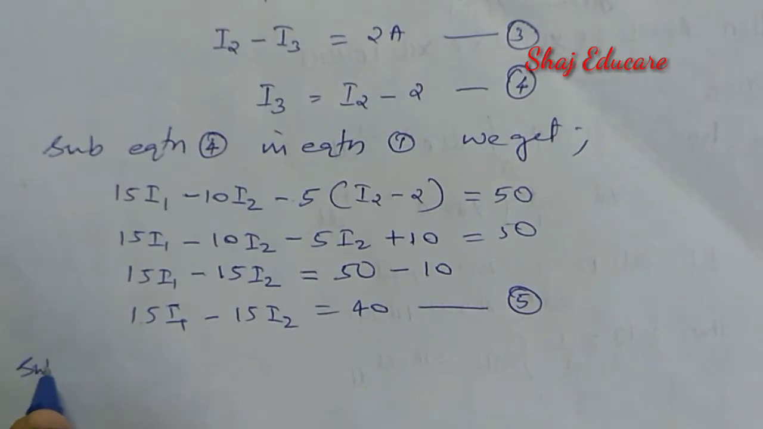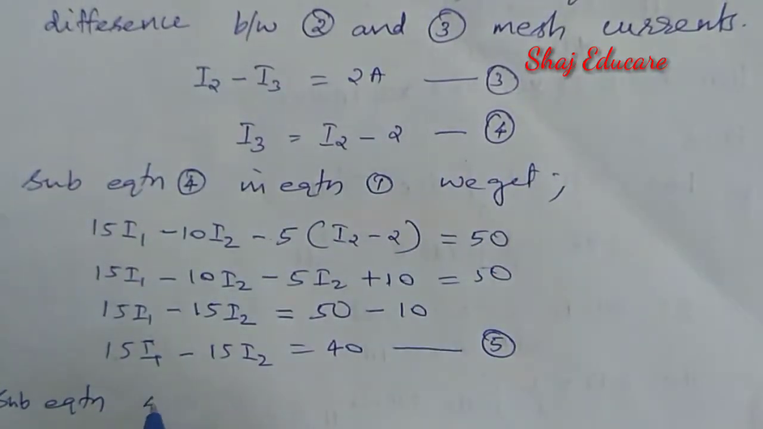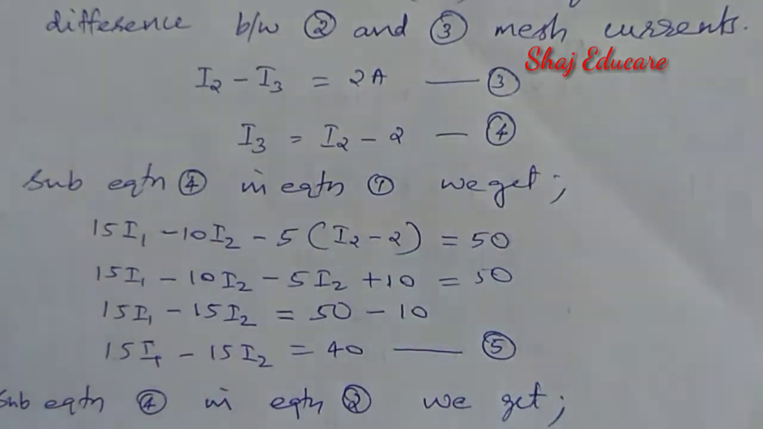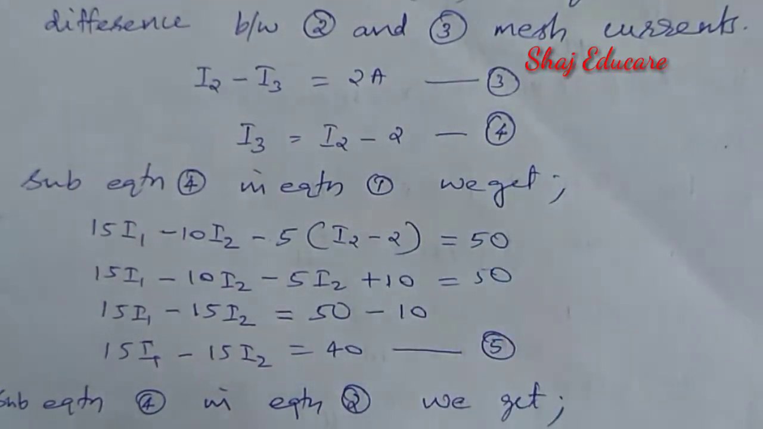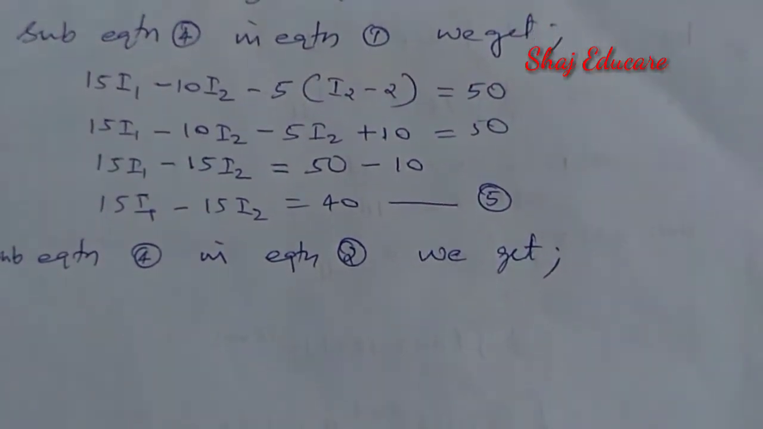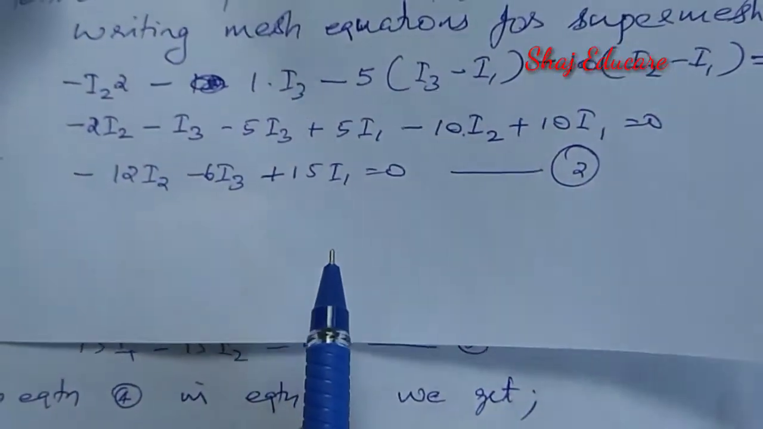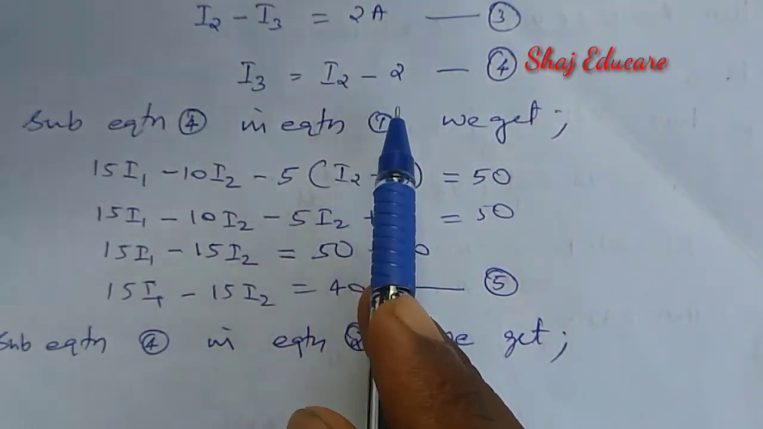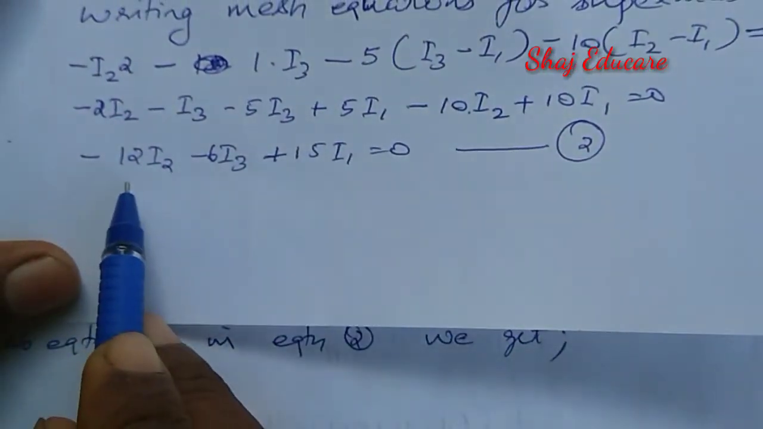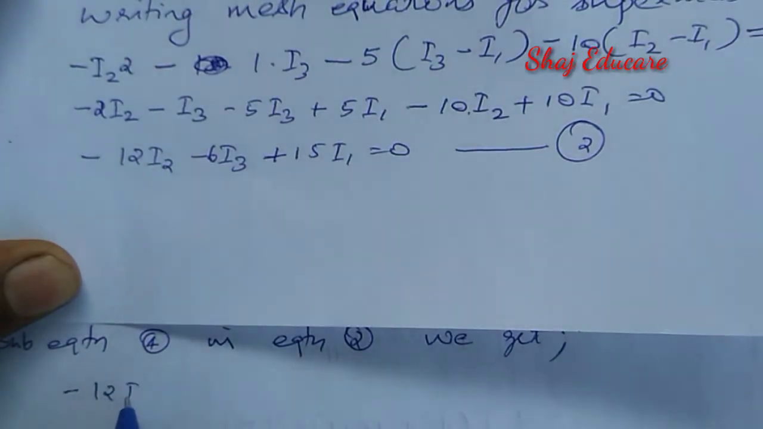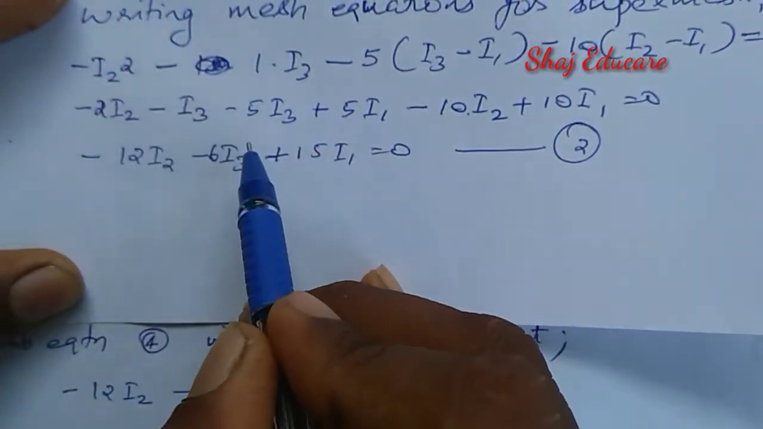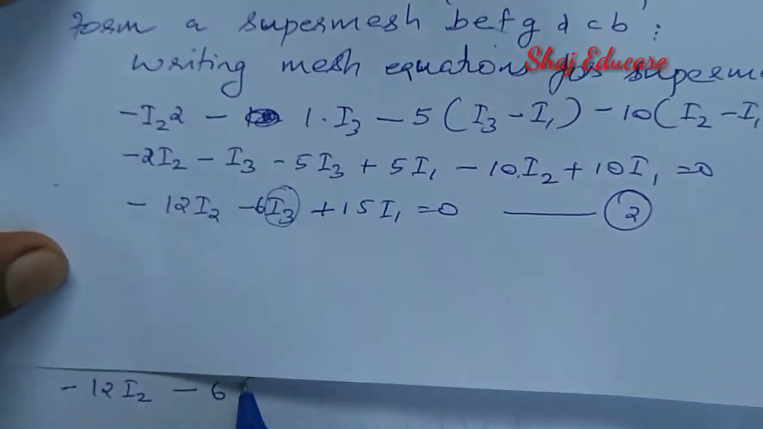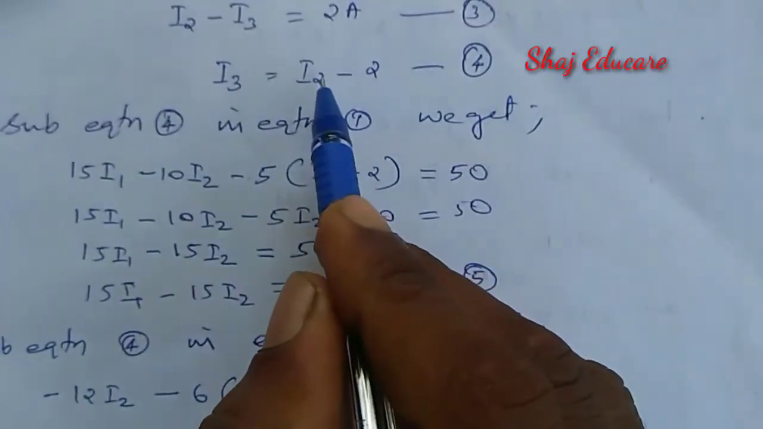Now substitute equation 4 in equation 2. Then we will get, again this is equation number 4. I'm going to substitute equation number 4 into equation number 2. This is our equation number 2. Okay, I'm going to substitute I3 equal to I2 minus 2 into equation number 2. Then I'm getting minus 12 I2 minus 6 into, instead of this I3 I can use I2 minus 2. Okay, minus 6 into, for I3 I'm going to replace it with I2 minus 2.